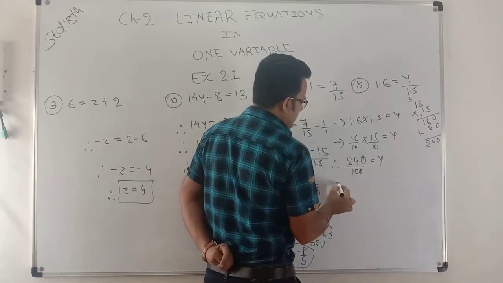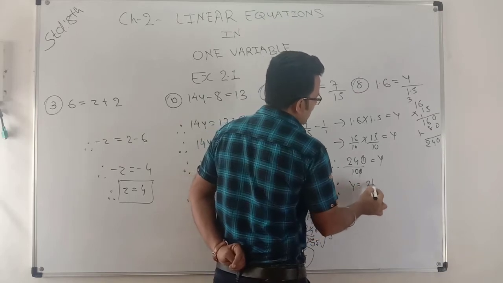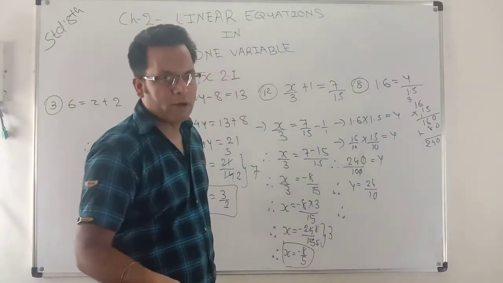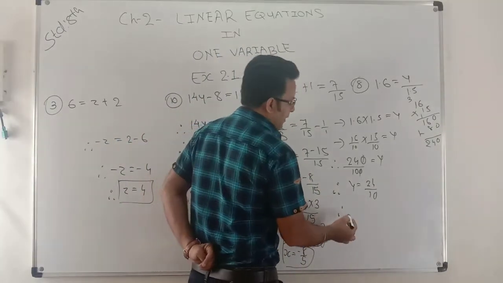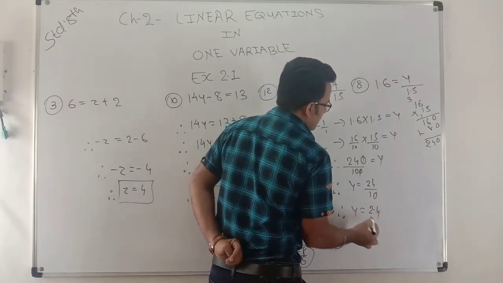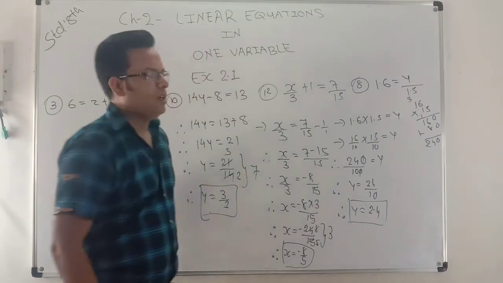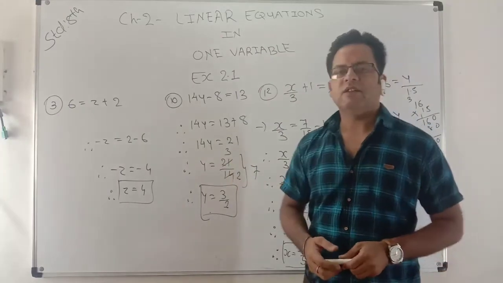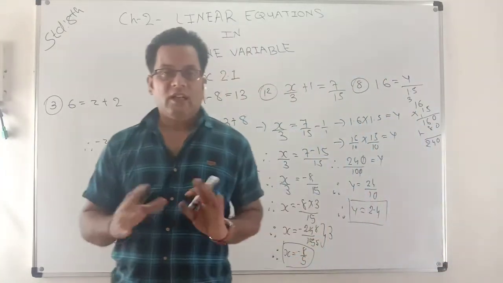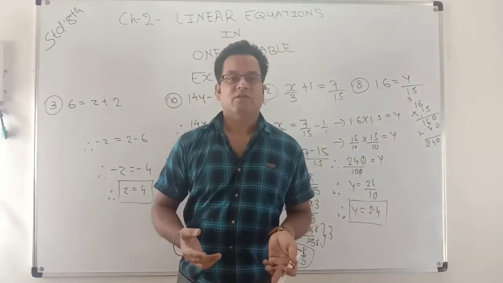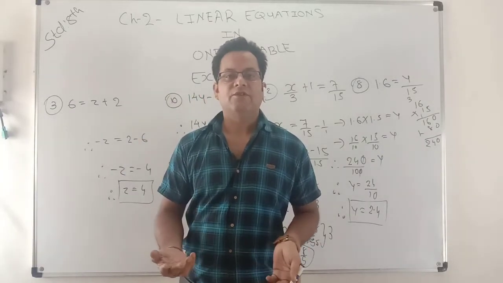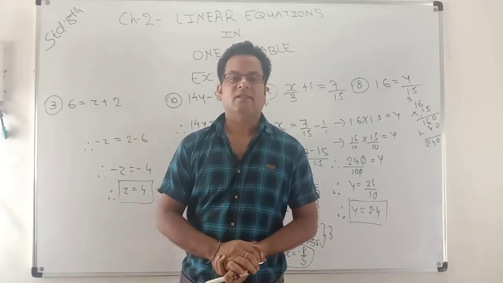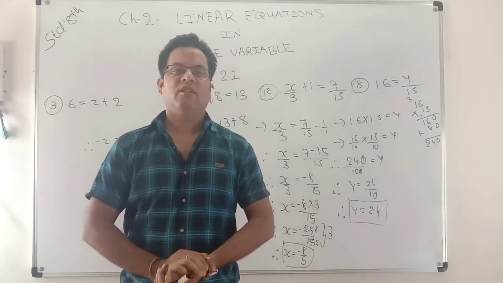Cancel the zeros. Therefore, y is equal to 24 upon 10, and therefore, now as the question is given in the point, the answer also will be in the point. Y is equal to 2.4. So this is the way you have to solve question number 1 using transposition method. You can understand. Remember the relation: division to multiplication, multiplication to division, addition to subtraction, subtraction to addition. So these are the sums which I feel very important from exercise 2.1's question number 1.